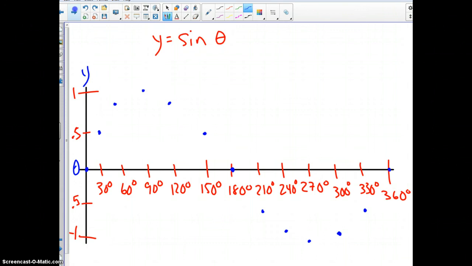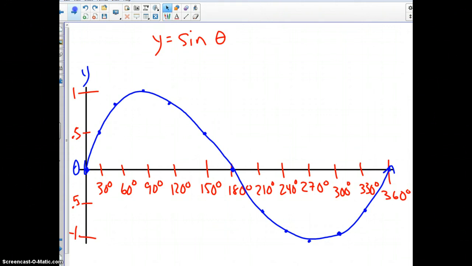So your sine function actually looks like that, and it would continue on. At this point, that would be the sine function. You could keep going from there. Next we'll move on to the cosine function, which will be on the next slide.